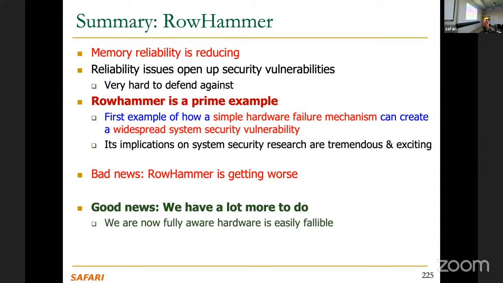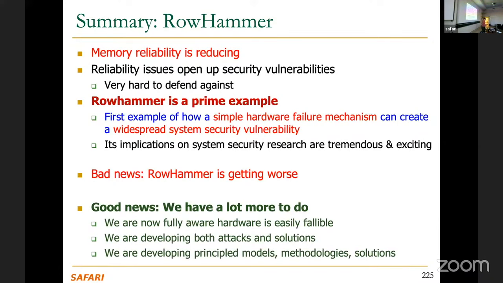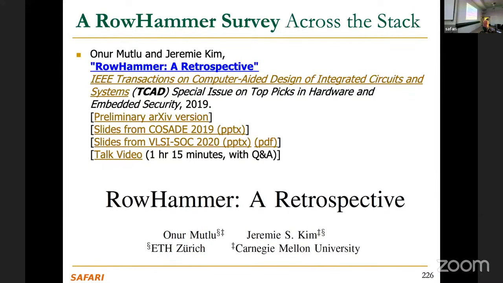Okay, so we're now fully aware hardware is easily fallible. We're developing both attacks and solutions, and hopefully we're developing more principled models, methodologies, and solutions. And if you're interested beyond the papers that we're going to cover, one of them is going to cover the revisiting RowHammer paper, and the other is going to cover coherence-induced RowHammer attacks, which is also quite interesting. So one of them is an analysis paper, and the other is a defense paper. No, attack paper. They have a defense also, actually, in that paper. So it's going to be interesting.